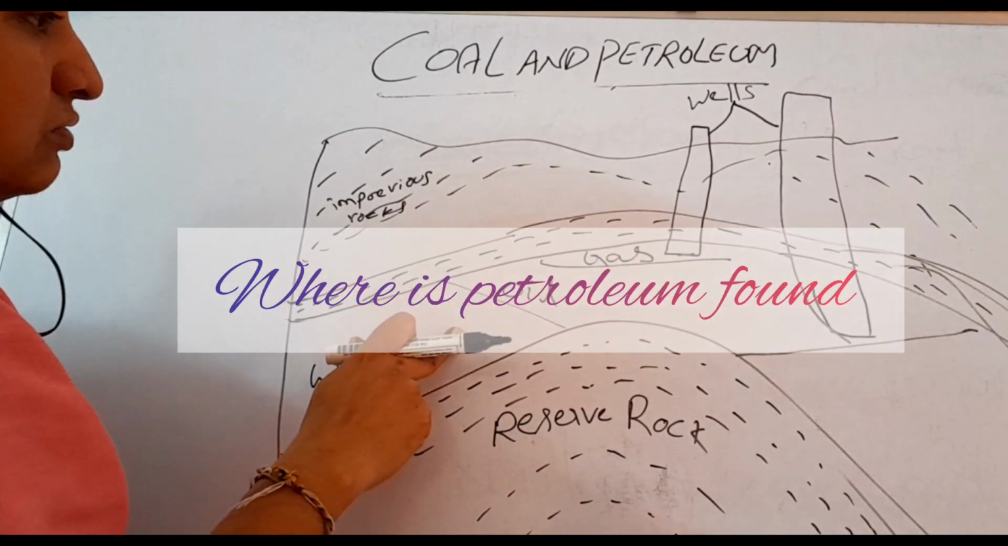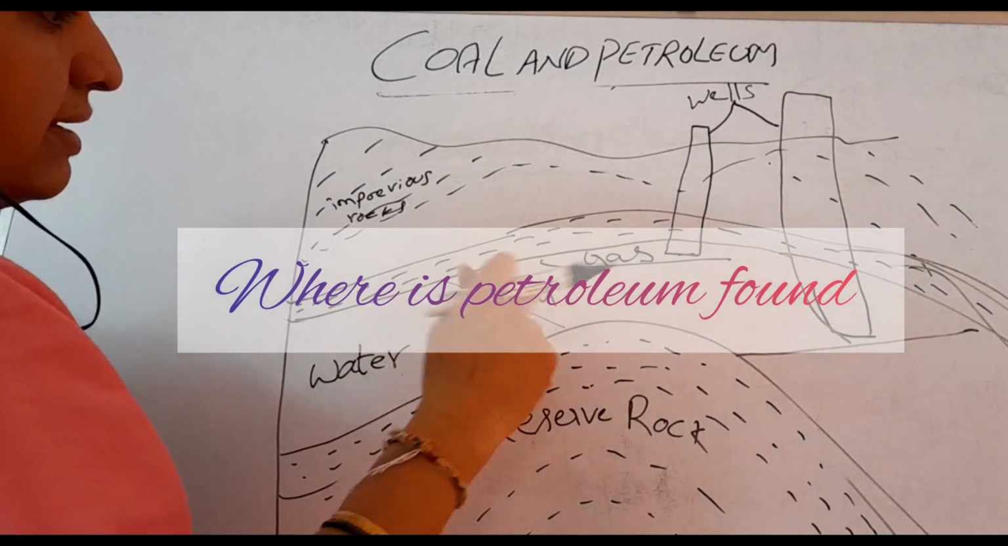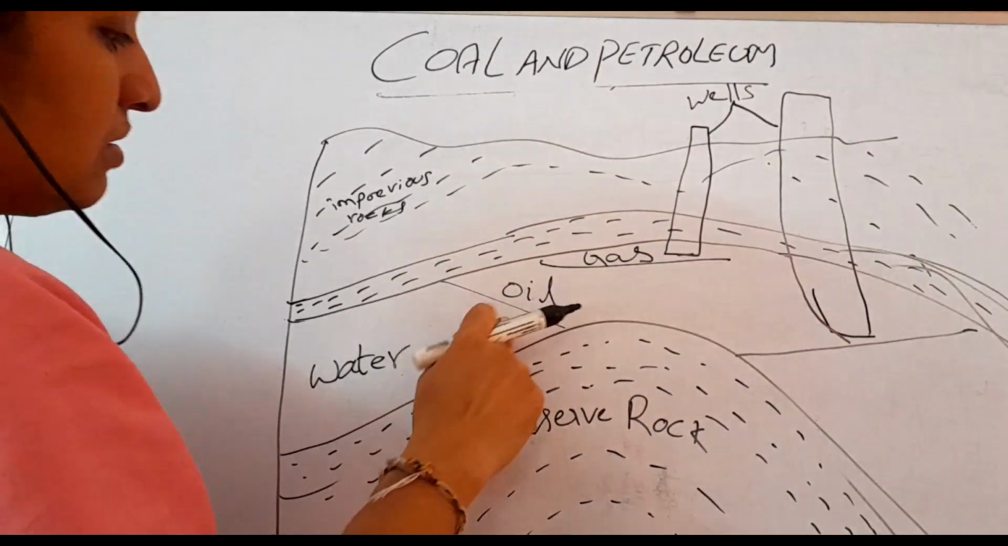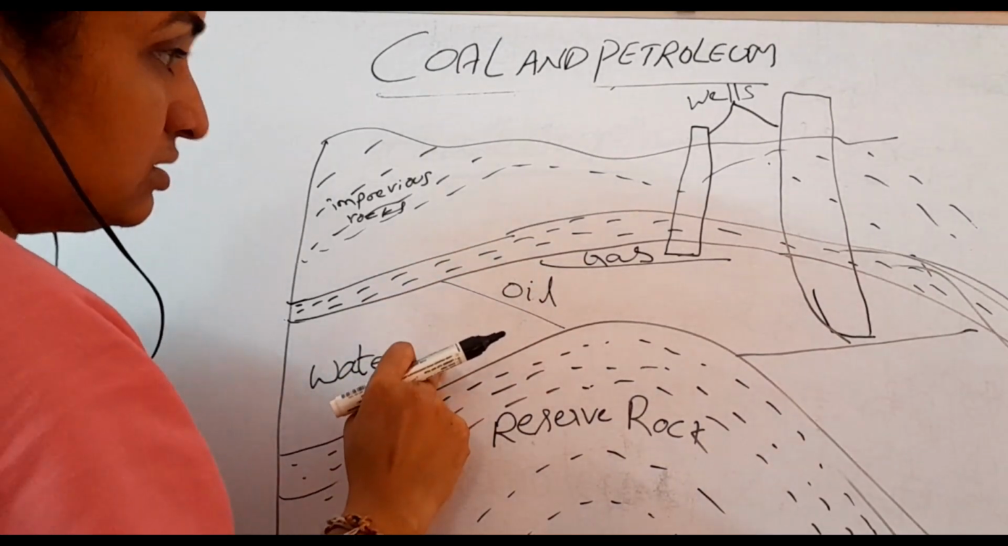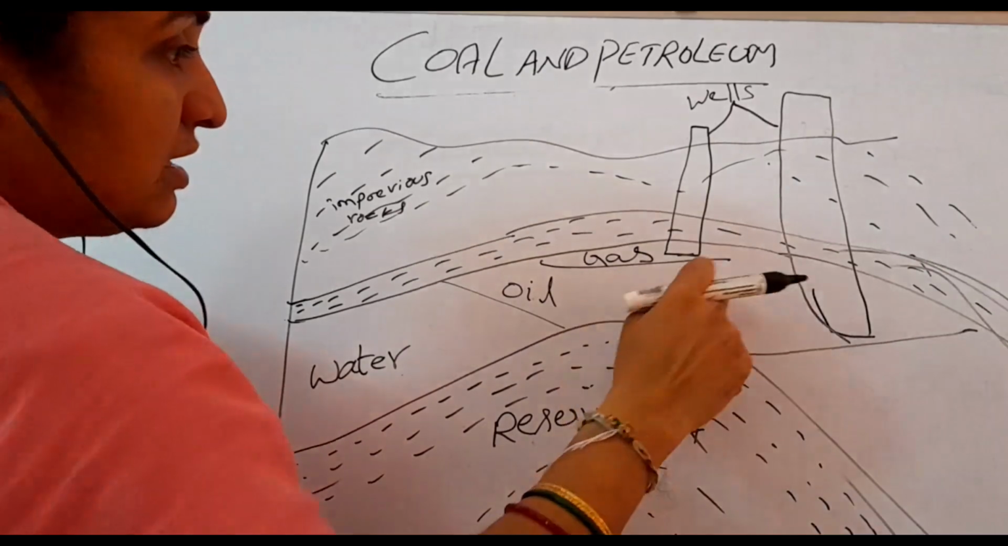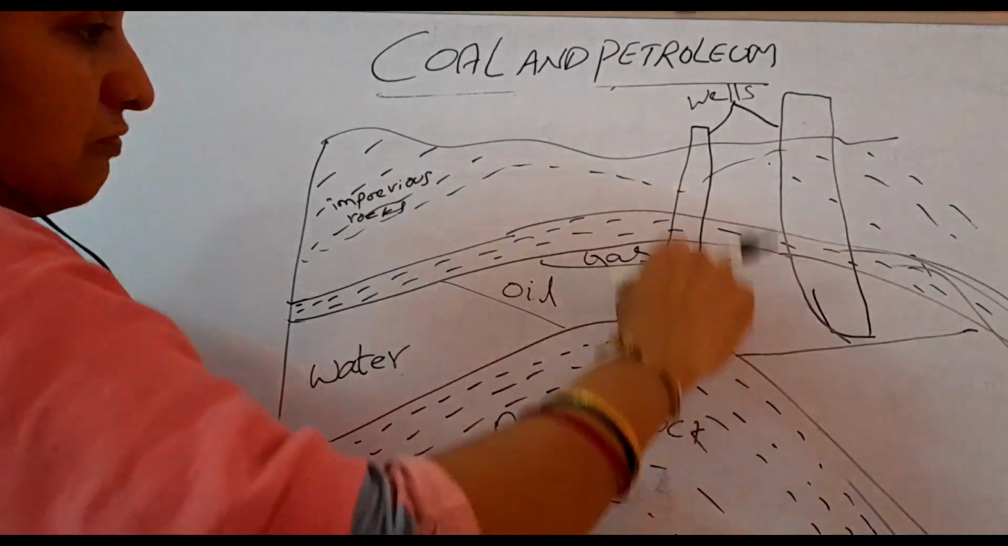In this figure we show the oil and gas. Oil is above the water because oil is lighter than water, and gas is lighter than oil. It means we are drilling into the wells.